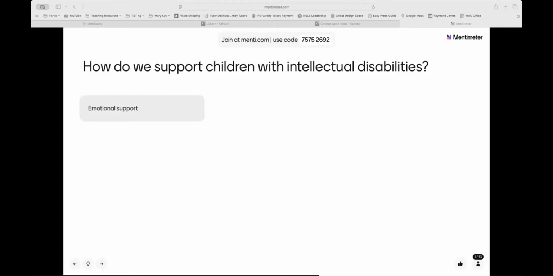Emotional support, absolutely. They still have feelings just like everybody else. We've got to understand how they function, how they work best, what works well for them. Yep. Learning what's out there, what treatments are available, what resources are out there. Thinking about those basic physiological needs. What do they need to be able to do?